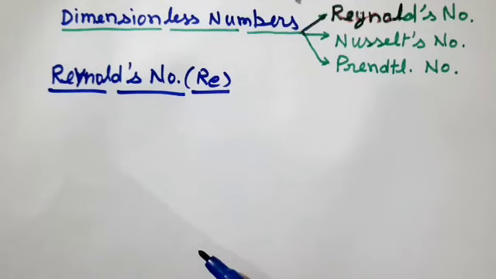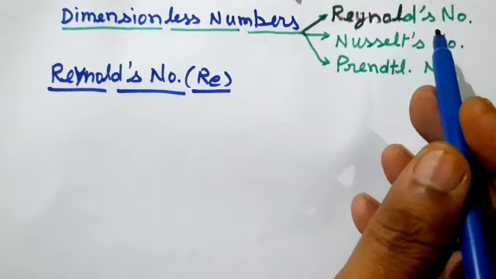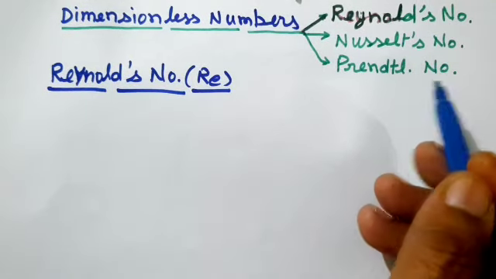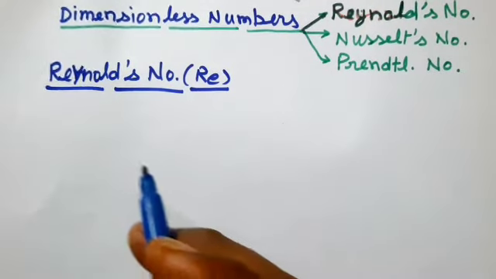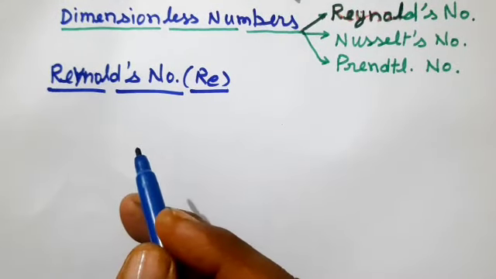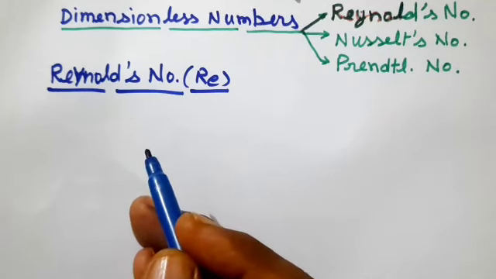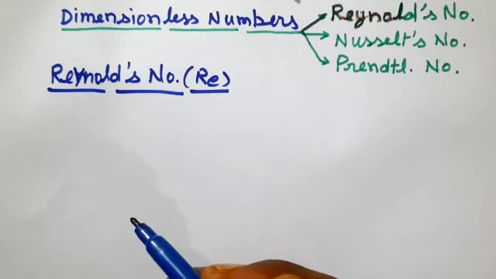Hello everyone. Today we will talk about dimensionless numbers like Reynolds number, Nusselt's number, Prandtl number. So first we will discuss the Reynolds number. Actually, Reynolds number is defined as the ratio of inertia force to the viscous force.